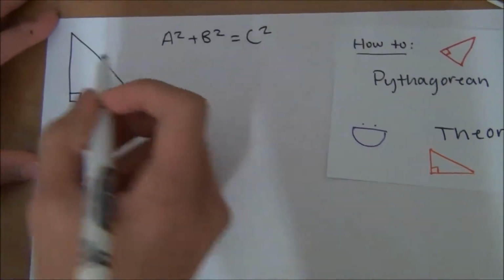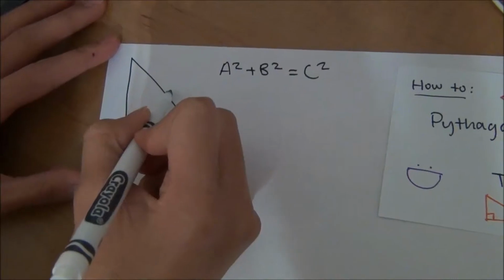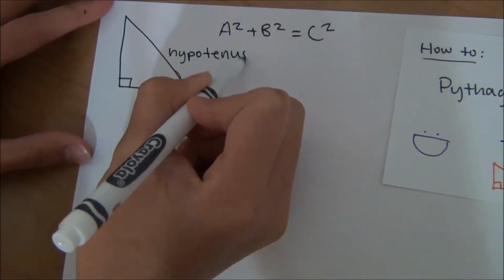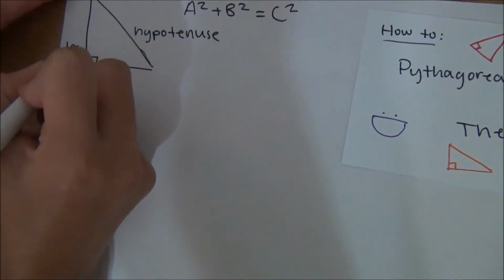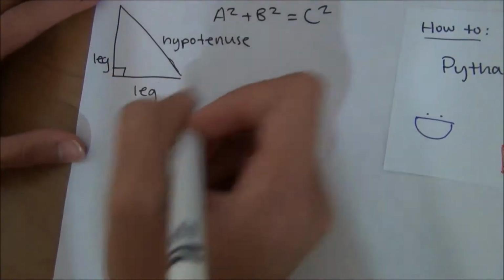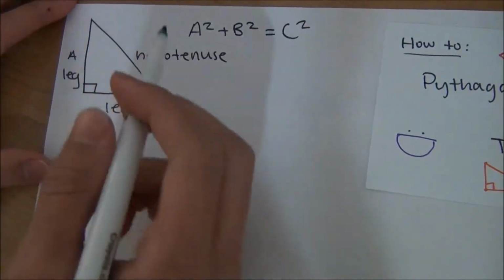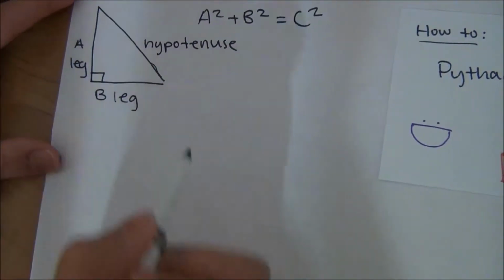So in the right triangle, the longest side across from the 90-degree angle is called the hypotenuse. The other two sides are called the legs. Each of these legs, it doesn't matter which one, are equal to a and b. So right here, this could be a or b, but for this example I'm just going to put a. And this leg is leg b.